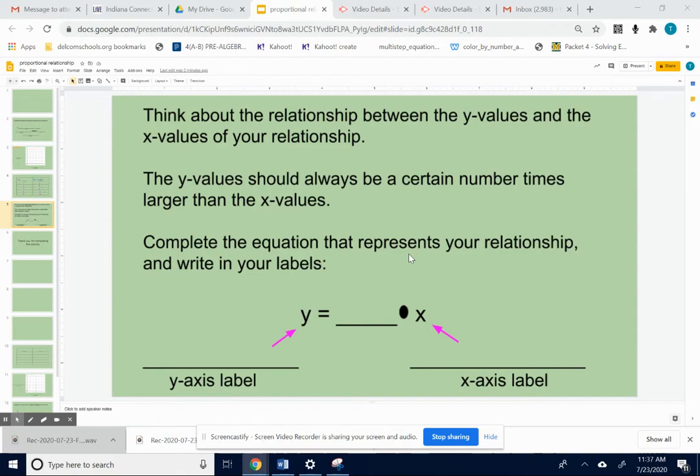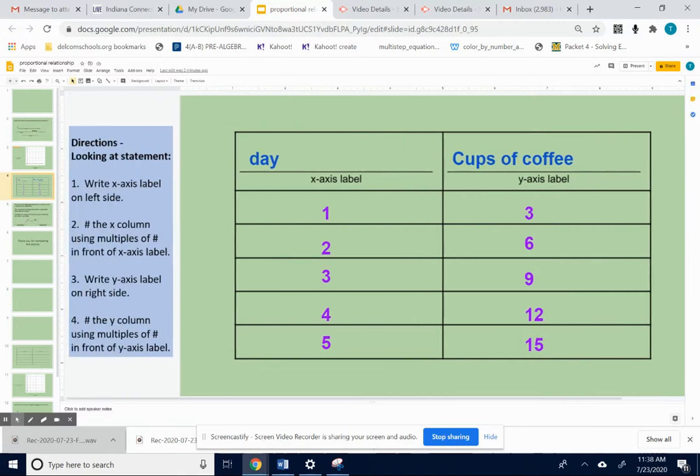Okay, so think about the relationship between the y values and the x values of your relationship. Mine was I drink 3 cups of coffee every one day. And the trick is the y values should always be a certain number times larger than the x values. So what I'm going to do is go back to the data table of my information. Okay, my 3 cups of coffee every one day. See, after one day, I've had 3 cups of coffee. After 2 days, I've had a total of 6 cups of coffee. After 3 days, I've had a total of 9 cups of coffee.